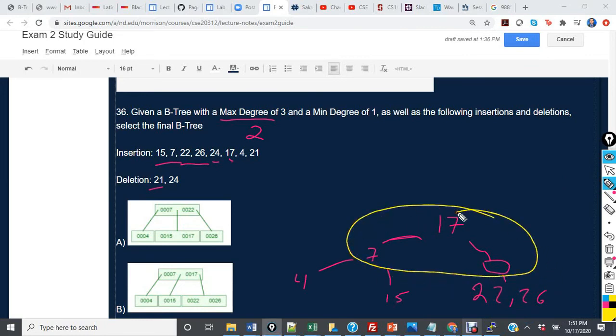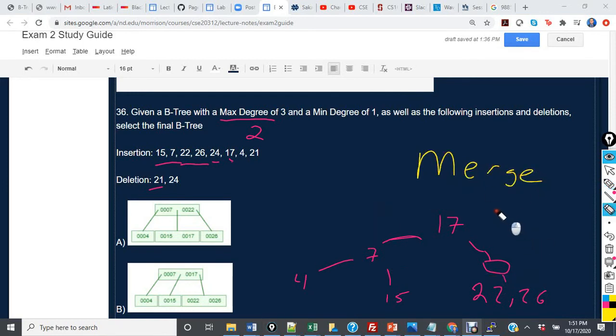And when we raise it, what we're going to see is that we once again have another situation where we have 7, 17, and an empty node. And because we don't have enough values to fill, we have to again do a merge. So let's do the merge here. And what that is going to do is we are going to have 7 and 17 in the same B tree node.